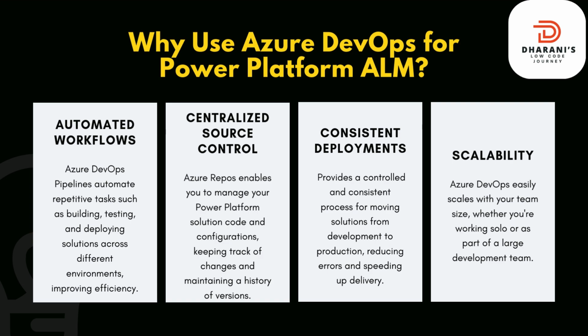Lastly, it's scalable. Whether you are working on a small project by yourself or managing a complex solution with a larger team, Azure DevOps can scale to meet your needs. You can set up different environments for development, testing, and production, and easily move your solutions between them. In short, if you are using Azure DevOps for Power Platform ALM, it streamlines your workflow, keeps your team in sync, and ensures that your solutions are deployed consistently and efficiently. Now that we have covered why it is so useful, let's dive into setting up your first project in Azure DevOps.